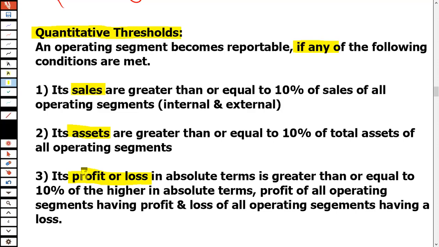Now, how exactly do we do it? I'm going to explain one by one. In case you wish to copy, just let me know once you are done, and then I'm going to move forward. If any of these quantitative thresholds are met, then an operating segment becomes a reportable segment. How? Let's see. One of them is that its sales are greater than or equal to 10% of the total sales of all operating segments.